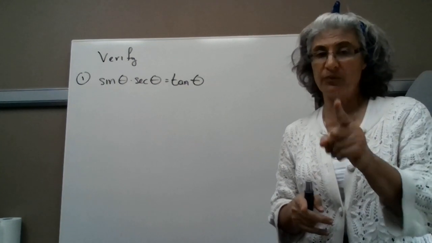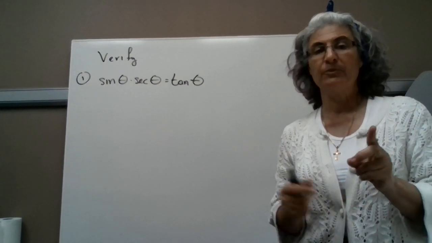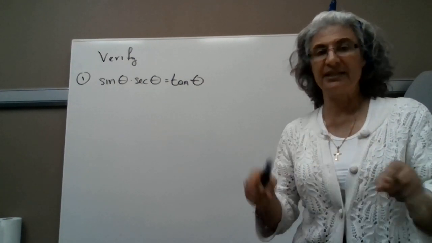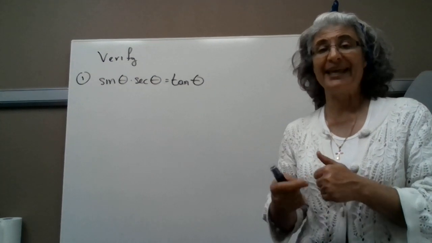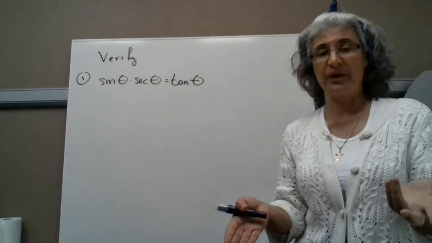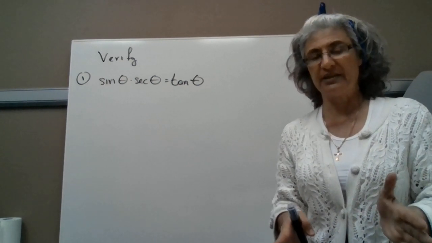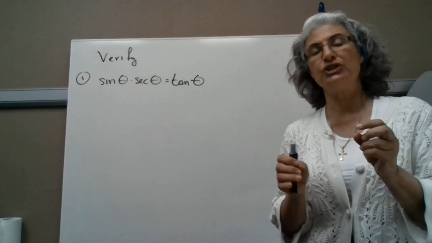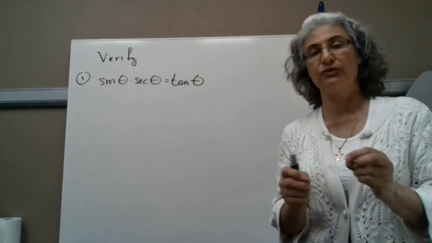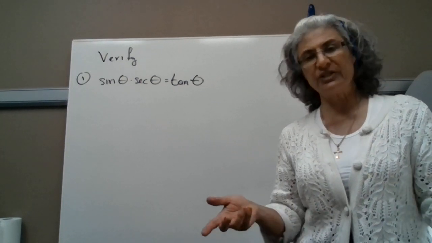First, you can only work one side at a time. Second, you can't move things from one side to the other. Not allowed. Which means I can't add something to the left and the right, or multiply something to the left and the right. So understand that. When you pick a side, that's the side you work with, and you're trying to legitimately make that side look like the other side.